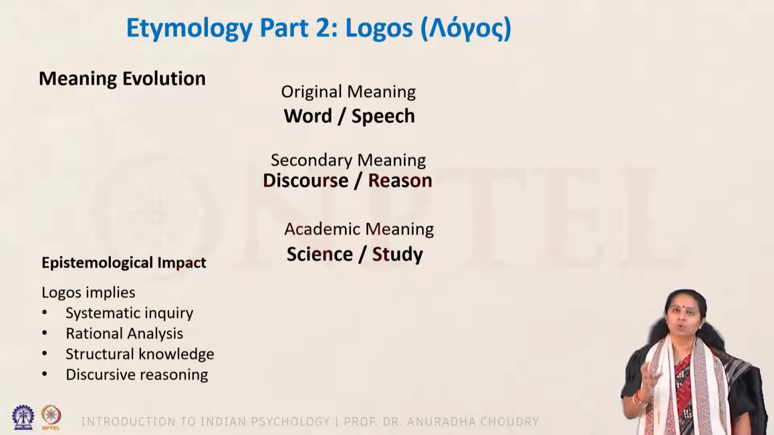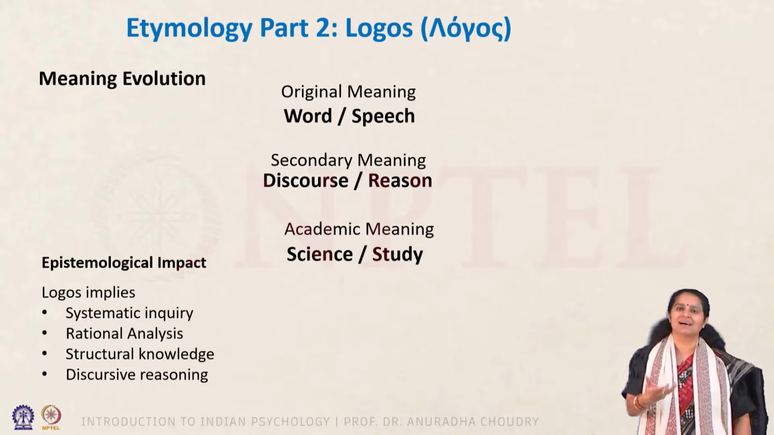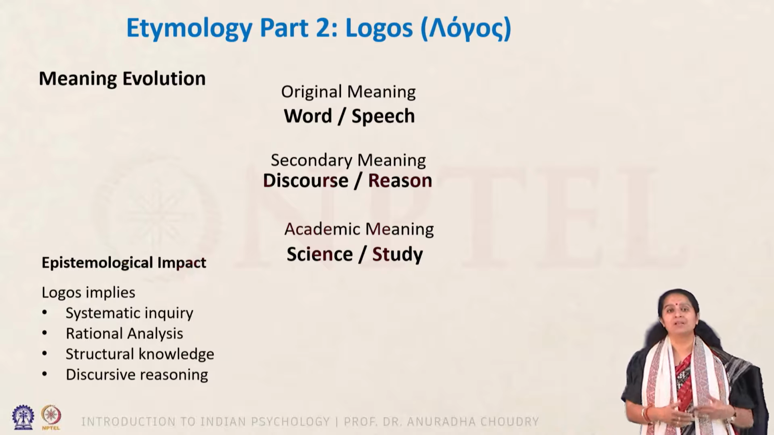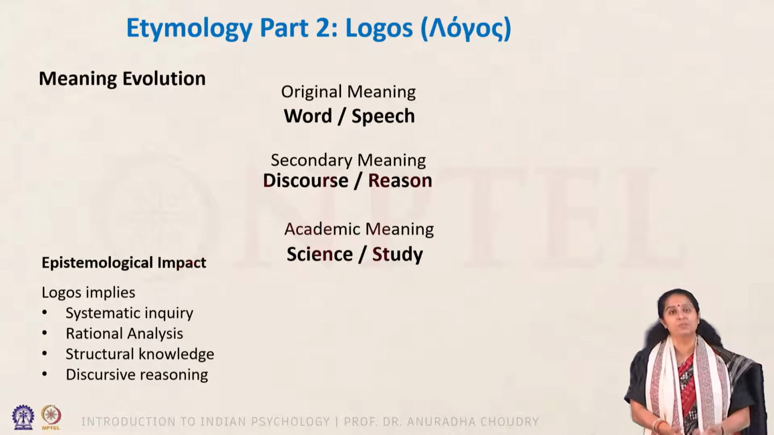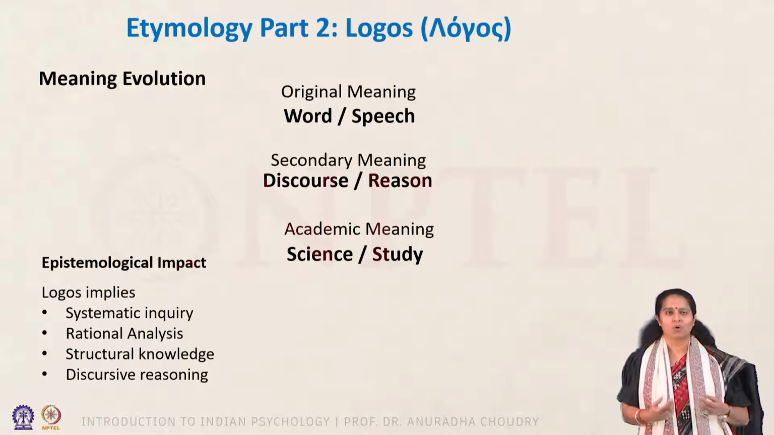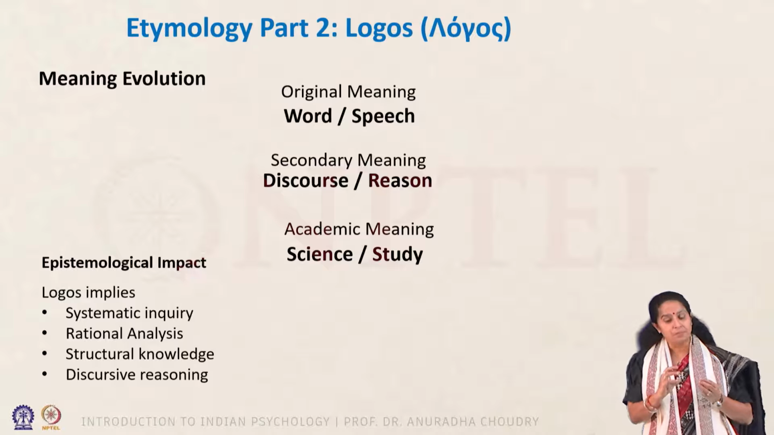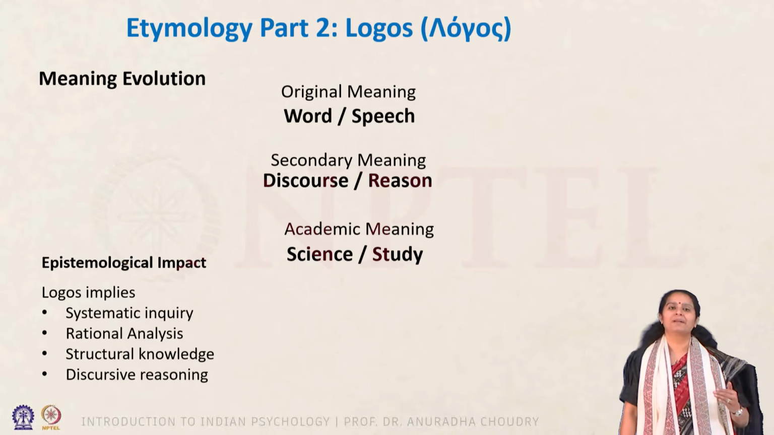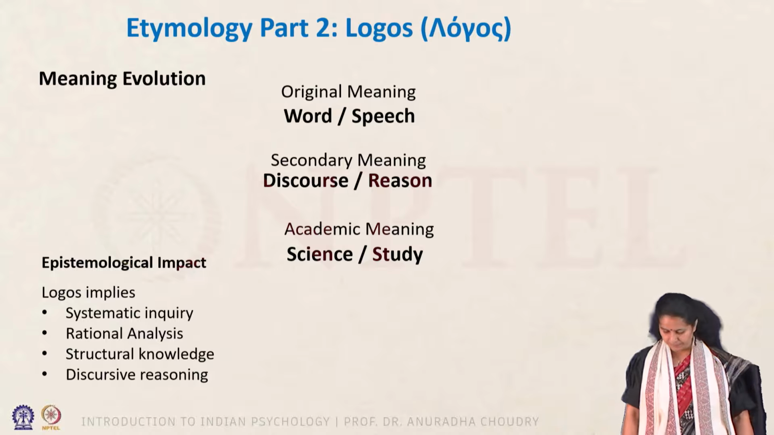Next, we will look at the term logos and see how the meaning has evolved over time. So originally the word logos in Greek means word or speech, and we see how the secondary meaning can be derived from that, which means discourse or reason. And in a more contemporary context, it has come to mean science or the study of in a more academic setting. And these have epistemological impacts, which means that the way in which one goes about the study and how do we know psychology itself is modified by the different understandings of the connotations of the term logos. So logos implies a systematic inquiry. It also implies a rational analysis, structural knowledge, as well as discursive reasoning.